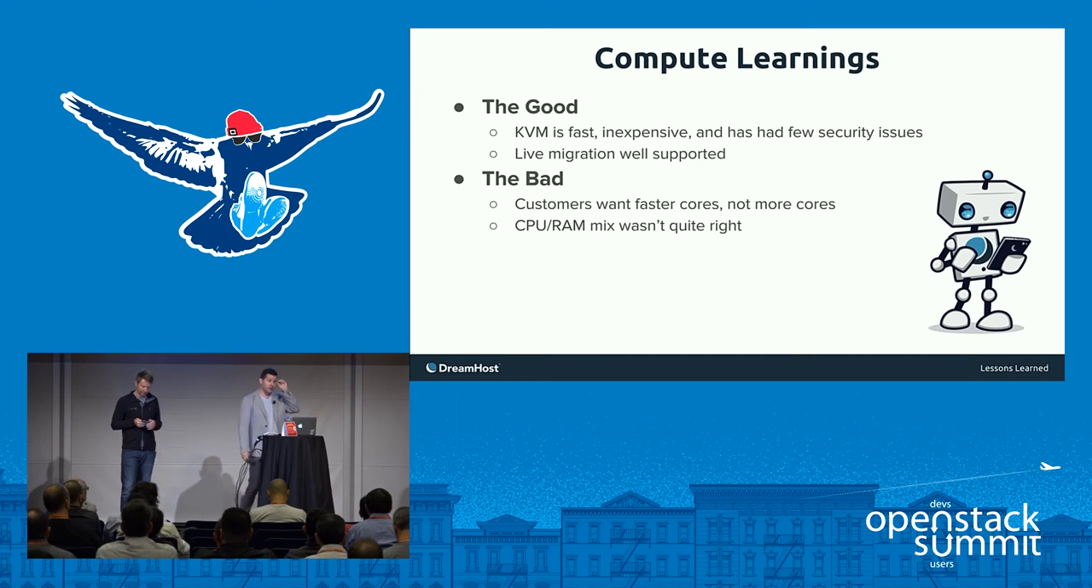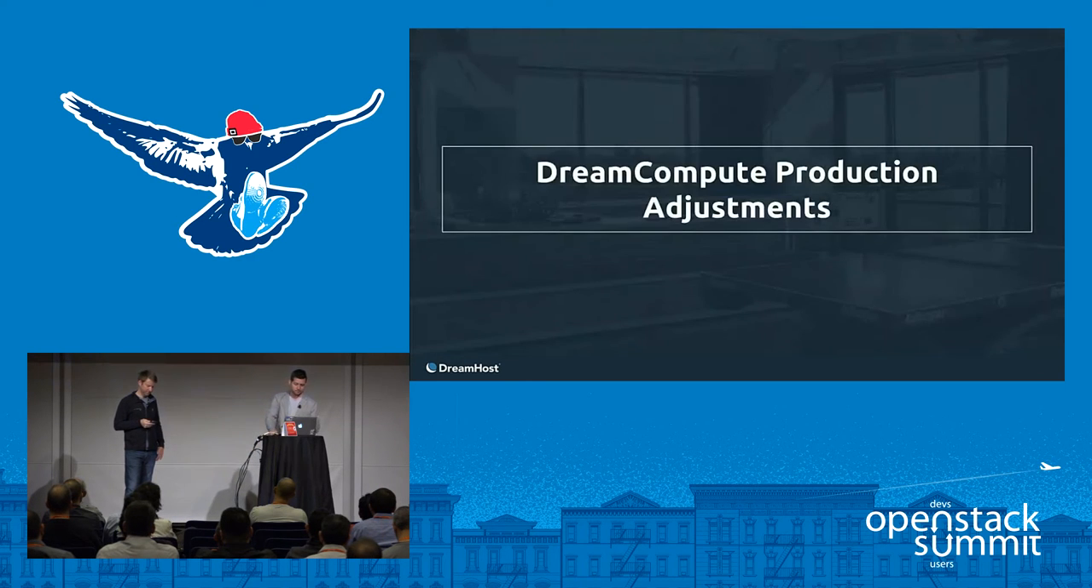Most software, as I mentioned earlier, is terrible, and it isn't very concurrent at all. It wants one very fast core, and it will operate better in that environment. So we got that wrong. And on the CPU and RAM mix, we learned a lot from our beta customers about what kinds of flavors they wanted. When you start to see the actual usage patterns, it helps you to change a little bit. We'll talk about those adjustments in a moment.